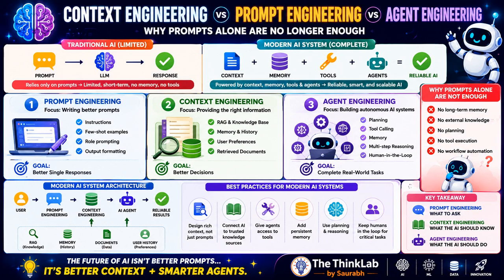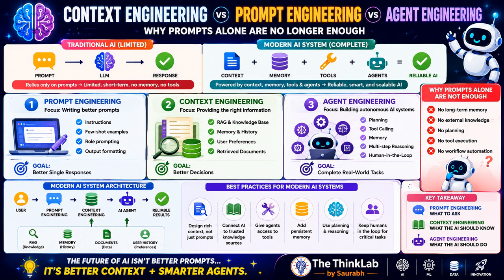So what is prompt engineering? Prompt engineering is the process of designing the instructions that help an AI model generate better responses. A prompt can be as simple as a question, or it can include detailed instructions, examples, and different constraints. For example, instead of asking "explain machine learning," you can write "explain machine learning to a beginner using simple language and real world examples." The second prompt is much more specific, and as a result the AI produces a much better answer. So this is the main idea behind prompt engineering: it focuses on writing a better prompt.